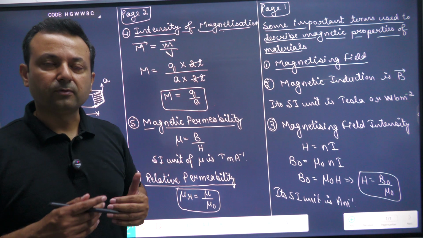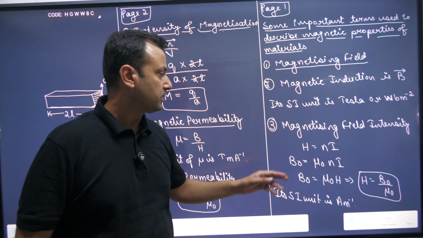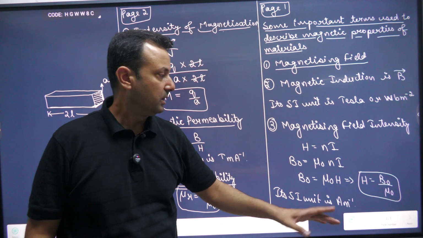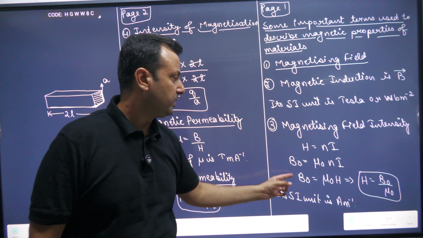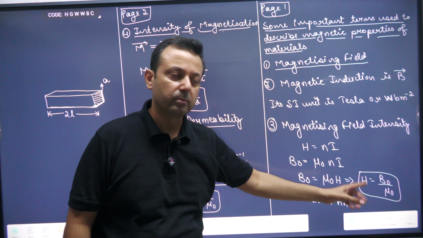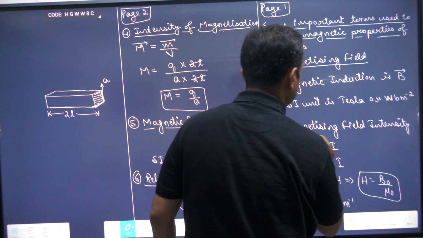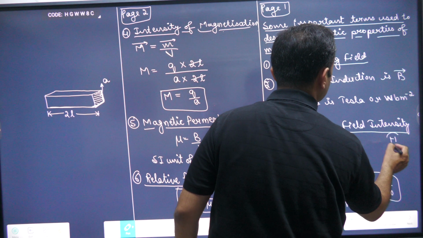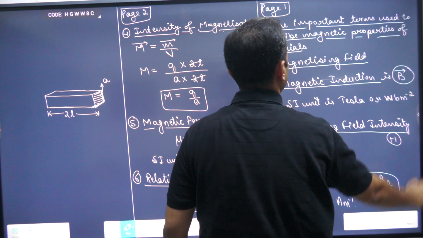Now we know that for a solenoid, the magnetic field inside a solenoid is given as B naught is equal to mu naught Ni. Now this Ni is equal to what? Ni is H. So we can write B naught is equal to mu naught into H. So H will be written as B naught upon mu naught. This is magnetizing field intensity. Magnetizing field intensity is H. Magnetic induction is B vector.